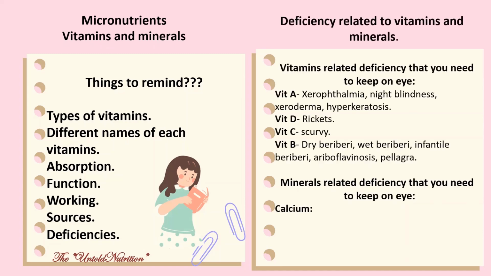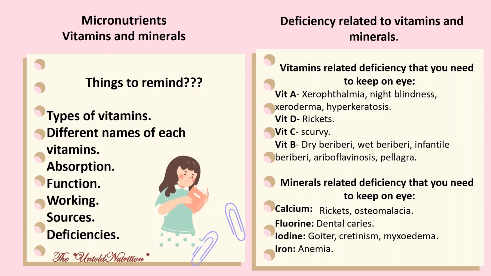So I have mentioned a couple of deficiencies like xerophthalmia, night blindness, xeroderma, hyperkeratosis, which is caused due to the deficiency of vitamin A. So do read about it, go through them, check what happened exactly in their disease. So further rickets is caused due to the deficiency of vitamin D, scurvy caused due to the deficiency of vitamin C. There are different diseases caused due to the deficiency of vitamin B, which is wet beriberi, dry beriberi, infantile beriberi. So read about them. Read what are the symptoms and all.